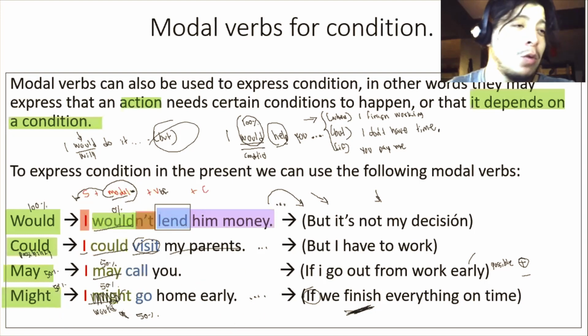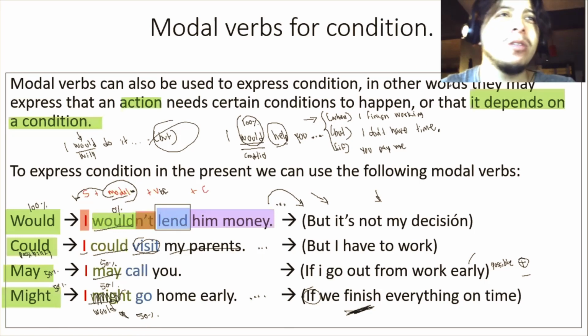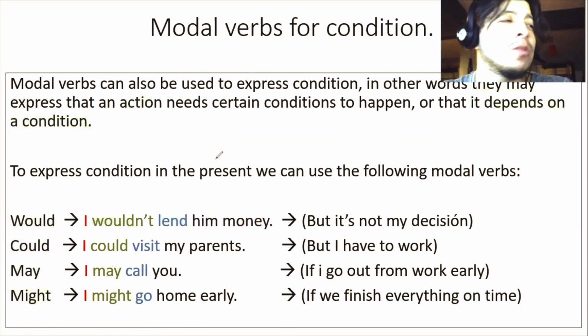Si es una seguridad, si terminamos todo a tiempo, seguro me voy a mi casa, entonces ya no uso might ni may, uso would. Más o menos, I hope this makes a little sense. These are modal verbs for condition. We can use would, could, may, or might. We can use the negative forms also.